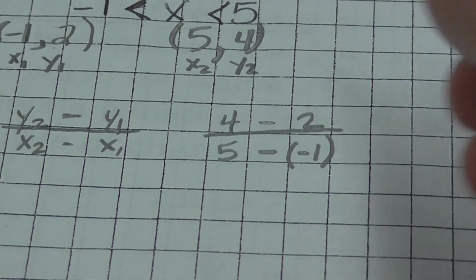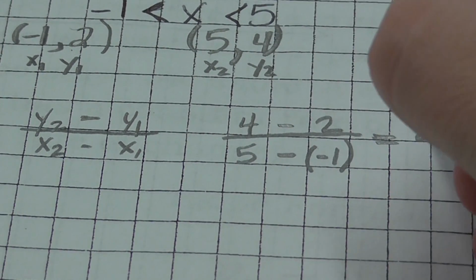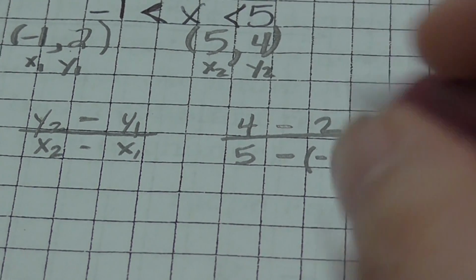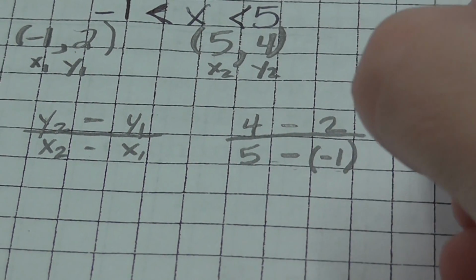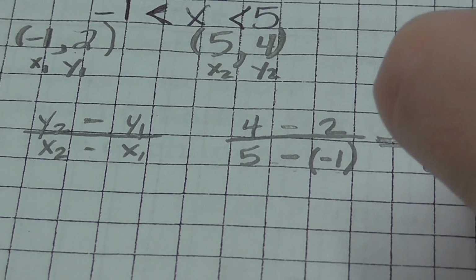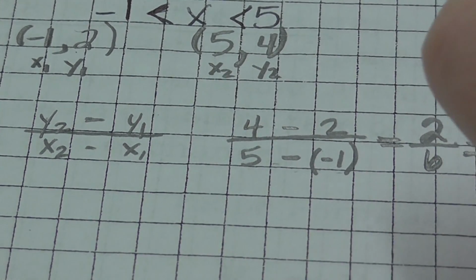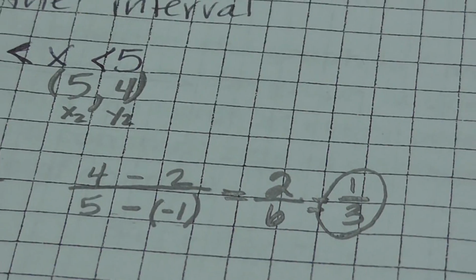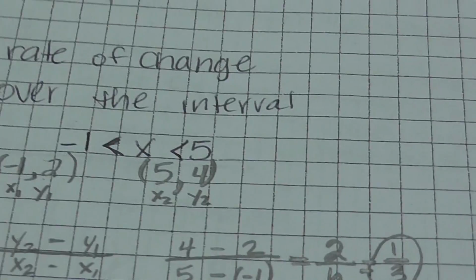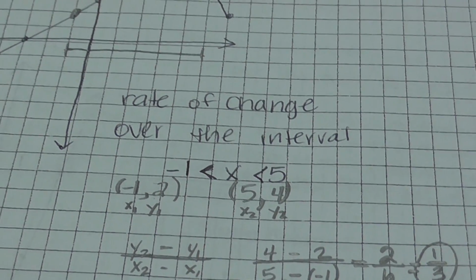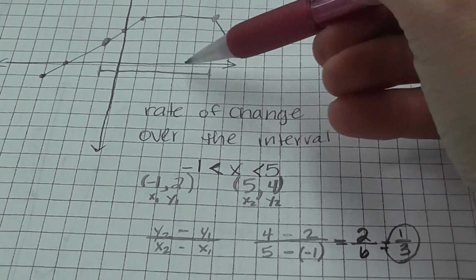Okay? So 4 minus 2 is just 2. Okay? 5 minus negative 1, minus a negative means plus, is 6. So I'm going to simplify 2/6 to 1/3, and that is my average rate of change. 1/3 is my average rate of change for the graph over the interval from -1 to 5.